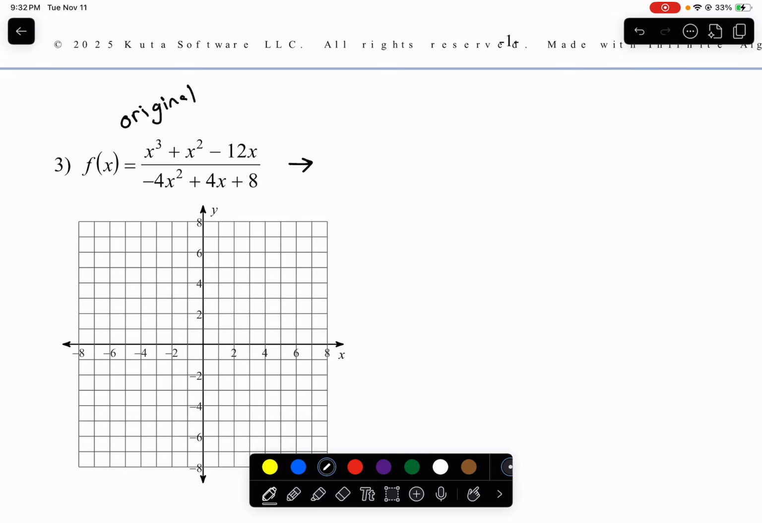I will say there's going to be 2 steps here to get to our factored form because we have a GCF on top and bottom. So my GCF on top is x, so I take out an x. I get x squared plus x minus 12. My GCF in the denominator is a -4. I take out a -4. I get x squared minus x minus 2.